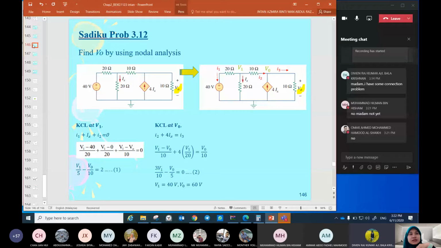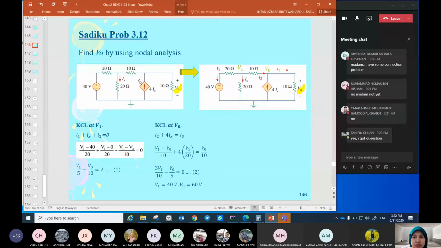Okay, good. So, this is the next question. Find V naught. V naught is the voltage drop across the 10 ohm. So please put node. Determine the node. We have two nodes here, this node and this node. Let's name this node as V naught, because it is the same as this.